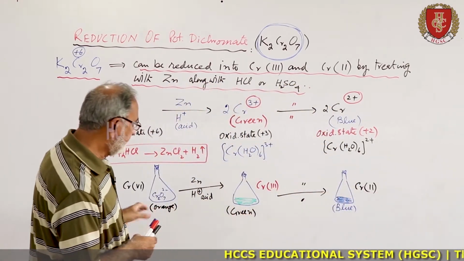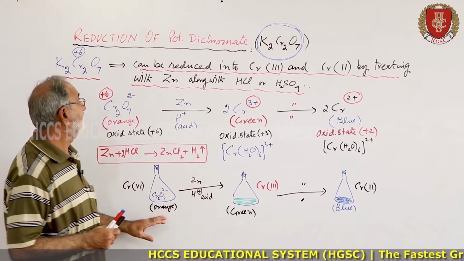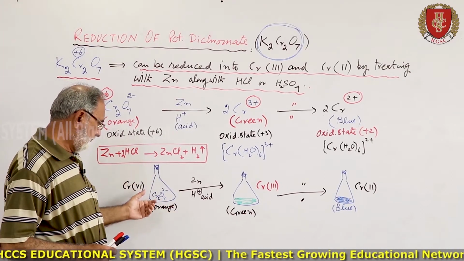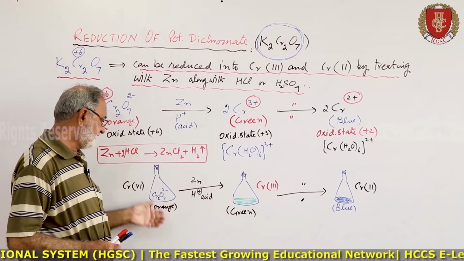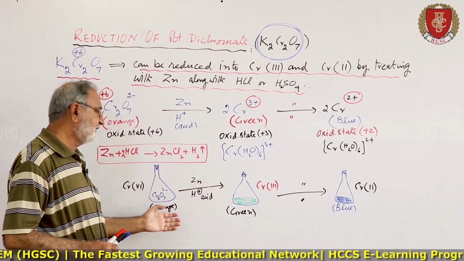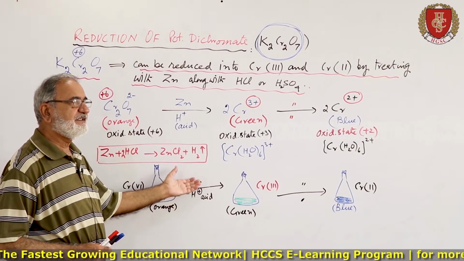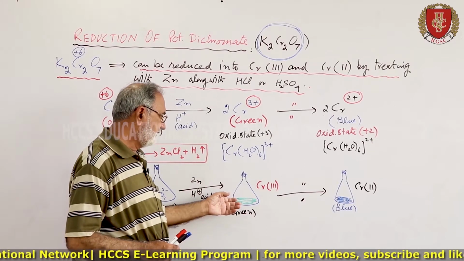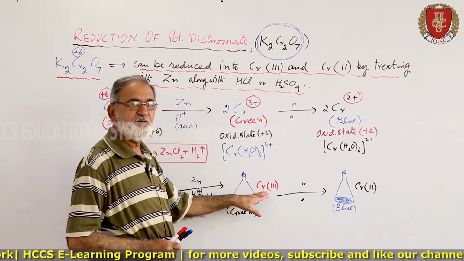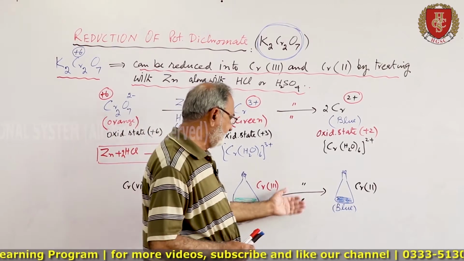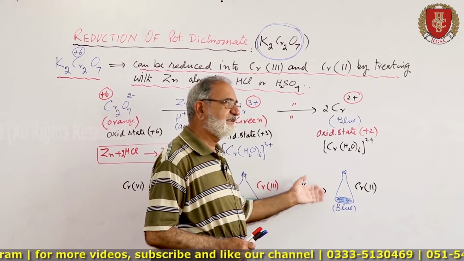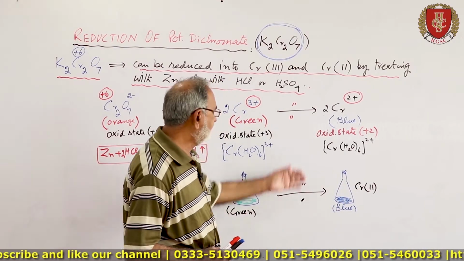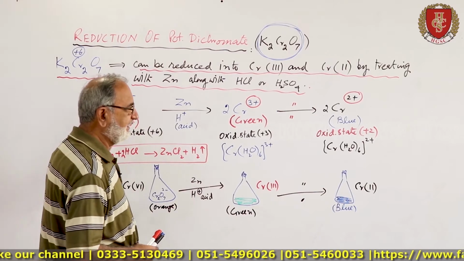So these can be represented by the experiment that if you have potassium dichromate which is orange in color in a certain flask, then you treat it with acidified zinc, the color changes from orange to green, that is, it reduces to chromium 3 oxidation state, and then finally it reduces to chromium 2, which is blue in color, as shown by the reactions as well.